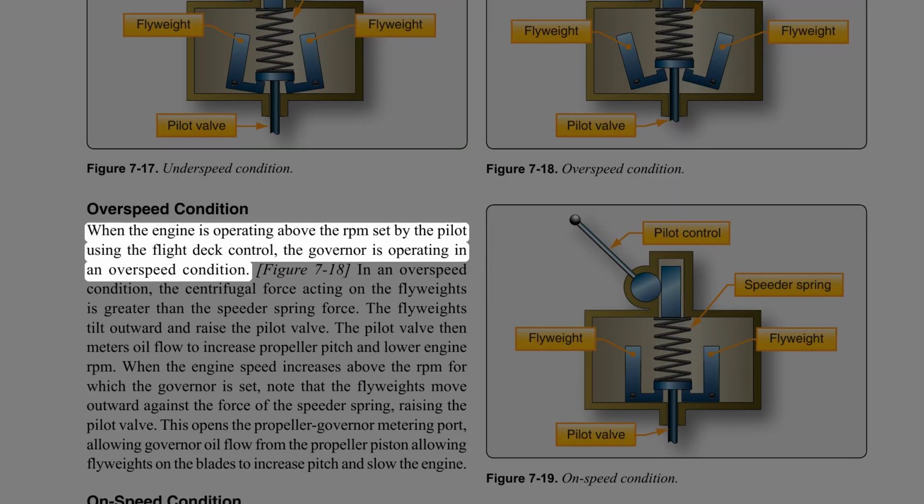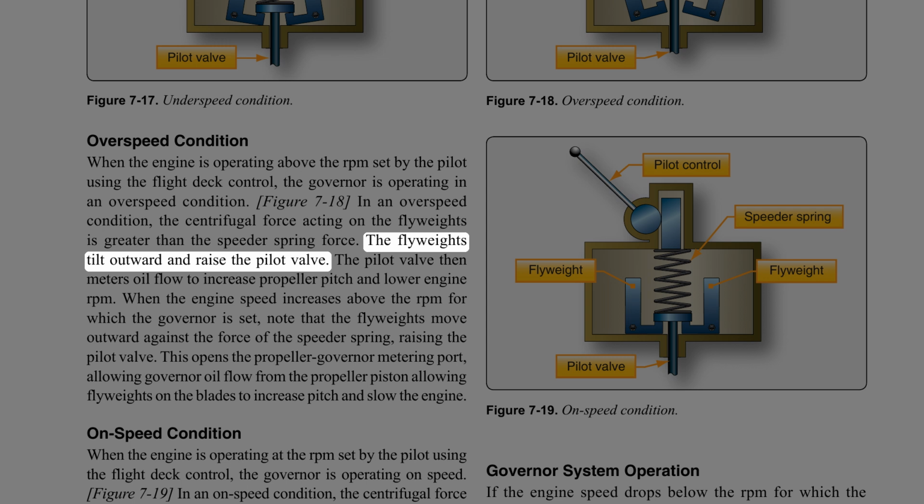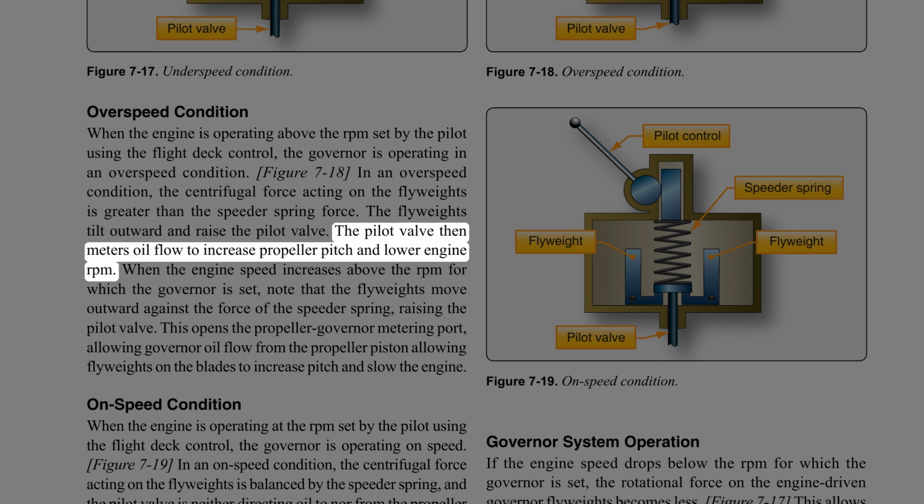Overspeed condition. When the engine is operating above the RPM set by the pilot using the flight deck control, the governor is operating in an overspeed condition. In an overspeed condition, the centrifugal force acting on the flyweights is greater than the speeder spring force. The flyweights tilt outward and raise the pilot valve. The pilot valve then meters oil flow to increase propeller pitch and lower engine RPM.